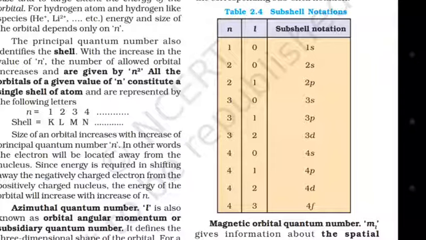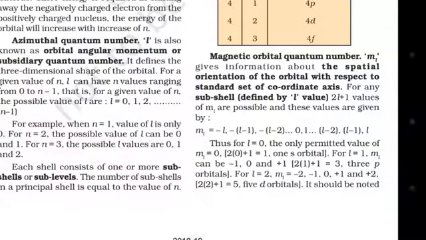Again, Table 2.4 subshell notations. For n is 1, L is 0, its subshell notation is 1s. If n is 2, L is 0, subshell notation is 2s. For n 2, L 1, subshell notation is 2p. For n 3, L 0, subshell notation will be 3s. For n 3, L 1, subshell notation is 3p, and for n 3, L 2, subshell notation 3d, and for n 4, L 0, subshell notation 4s, n 4 L 1 subshell notation 4p, n 4 L 2 subshell notation 4d, and n 4 L 3 subshell notation 4f.